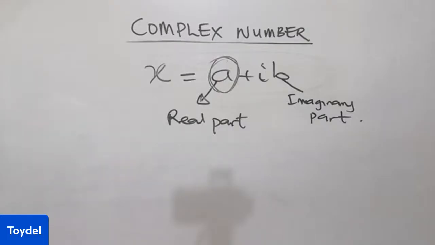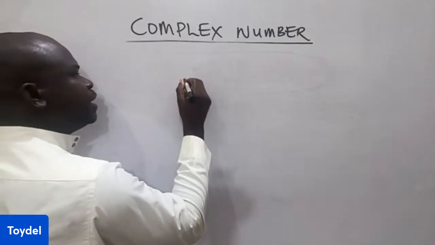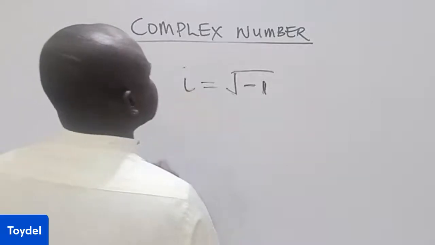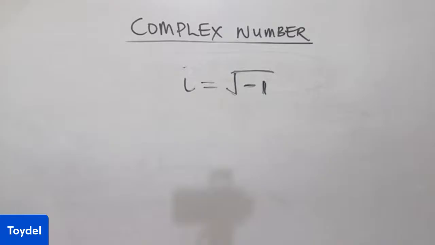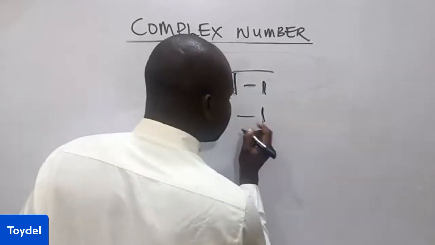Not only that, we should note that this i, we must know the implication of this i. i is given as square root of -1. This is the value of i under complex number. Please take notes. This is the value of i, which is the imaginary part. Then i squared, if i is equal to square root of -1, i squared is equal to -1. Please, I want us to take notes of this value.